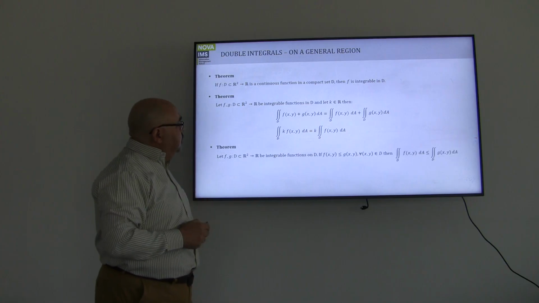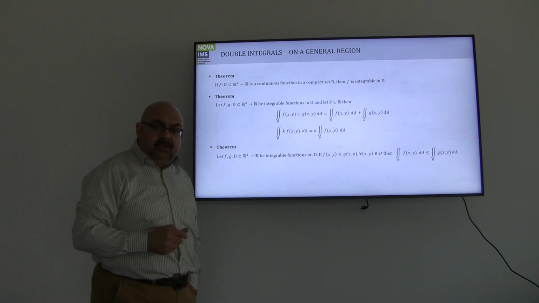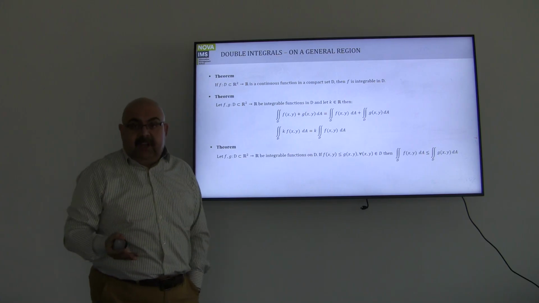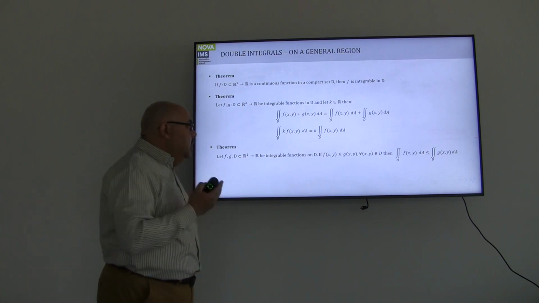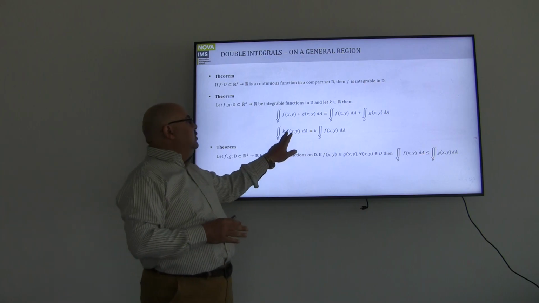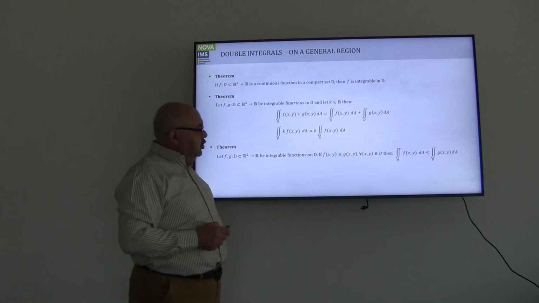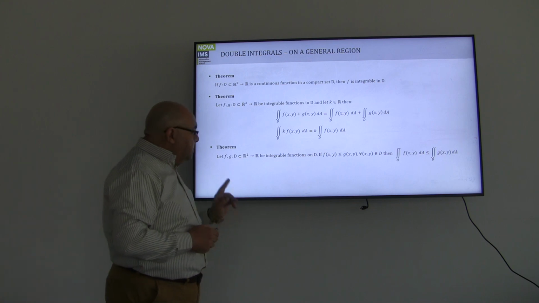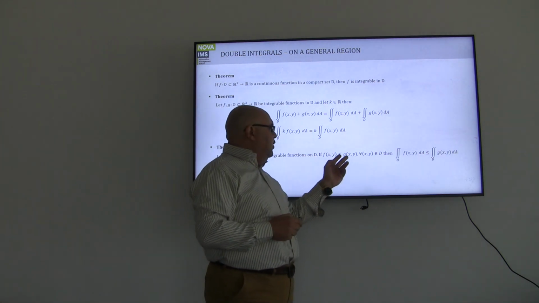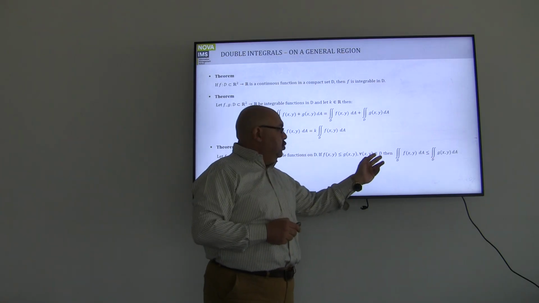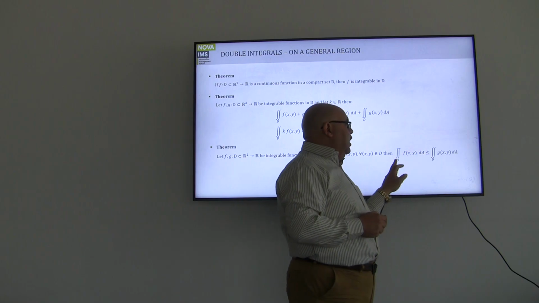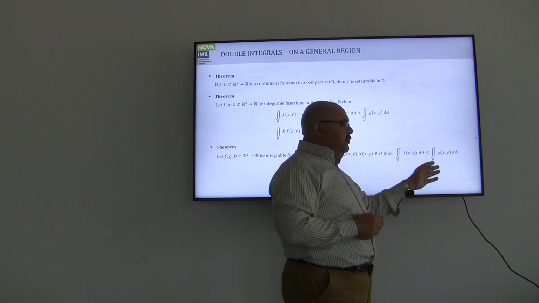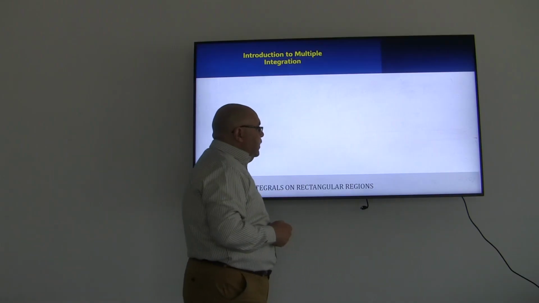Also, the double integration can be distributed, because it's mainly an integration, so integration can be distributed over addition or subtraction. A constant can be taken outside the double integration, and if you have f of x,y less than or equal to g of x,y for every x,y belonging to D, then the double integral of f will be less than or equal to the double integral of g, which makes sense exactly.